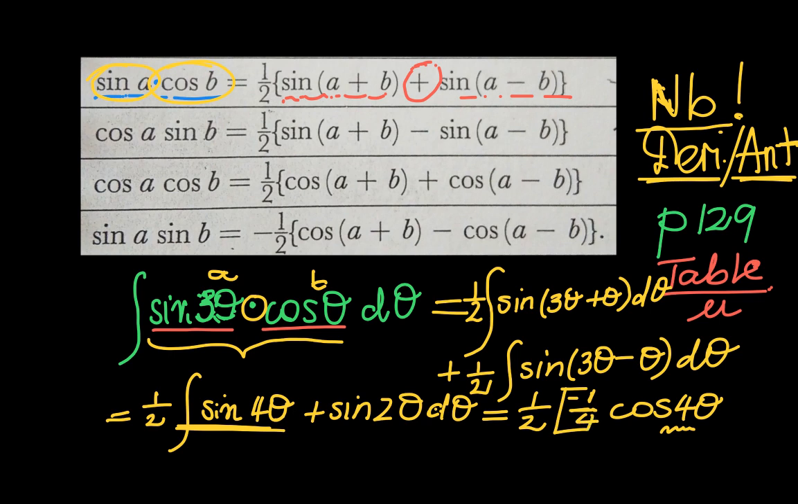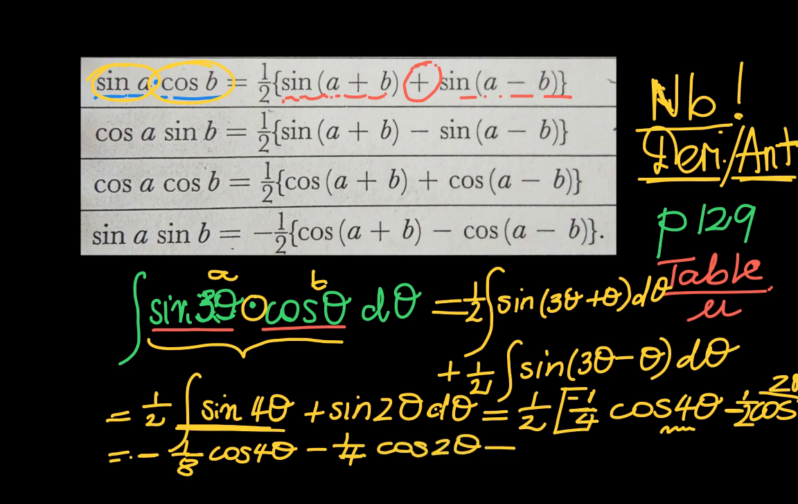The second one, in a similar way, it will be minus cos of 2 theta. So I'm running out of space. So the coefficient will be 1 over 2. Okay, now multiply everything out and we get minus 1 over 8 cos of 4 theta minus 1 over 4 cos of 2 theta plus c as my answer.